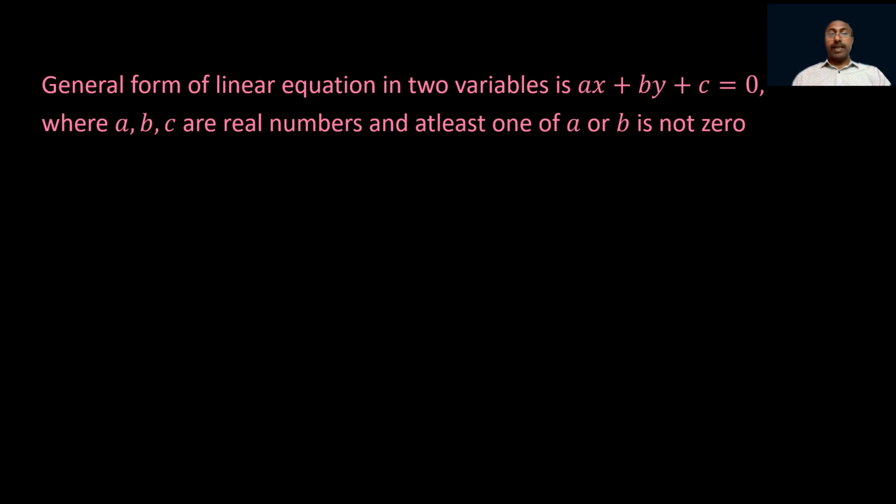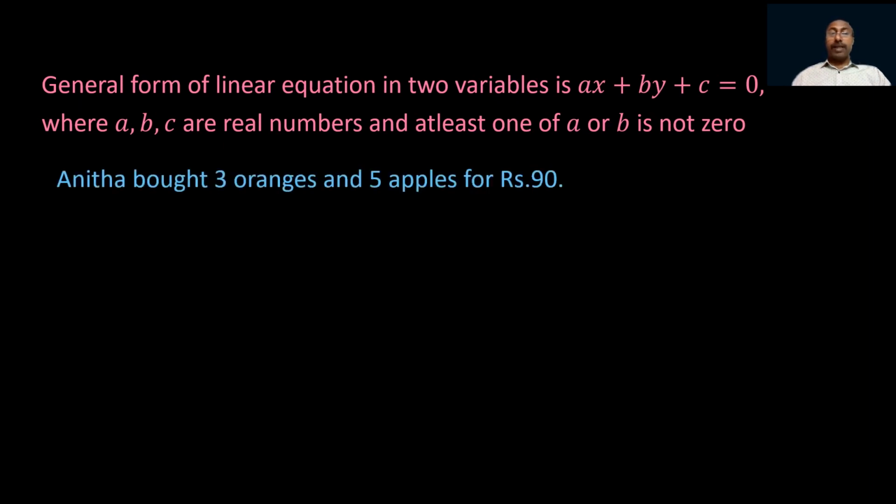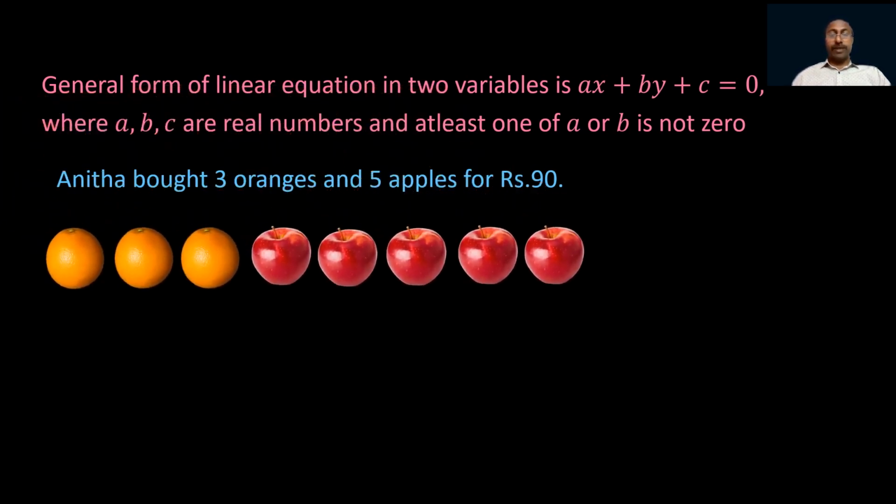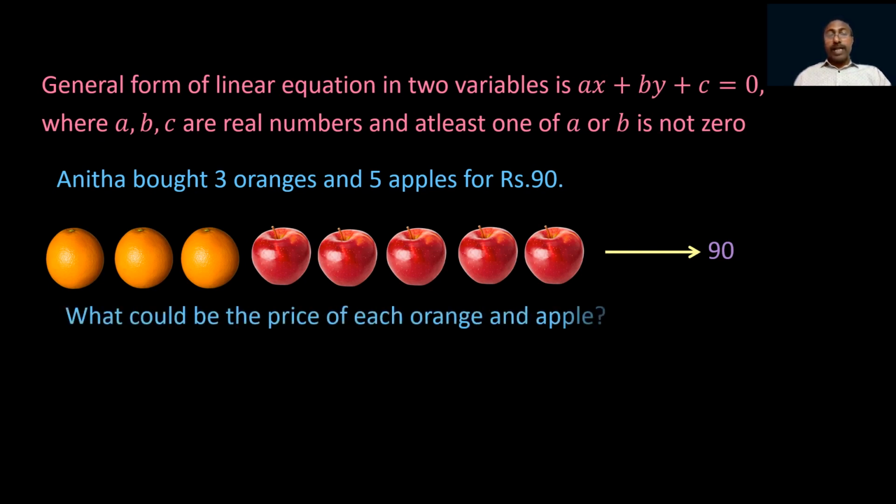Here we have a situation that Anita bought 3 oranges and 5 apples for 90 rupees. So here we have 3 apples and 5 oranges, and Anita bought these fruits for 90 rupees. And what could be the price of each orange and apple? That is the question. Here the unknown quantities are the price of orange and the price of apple.